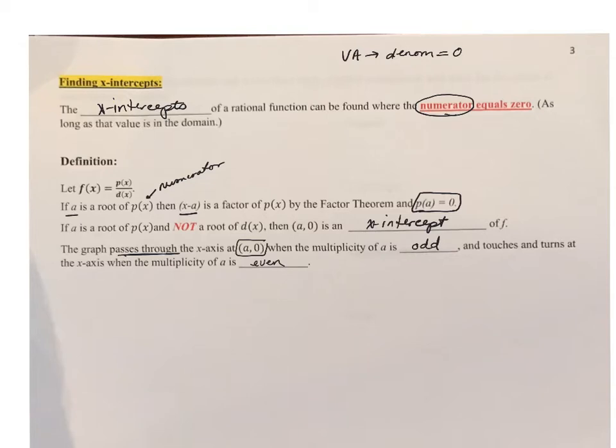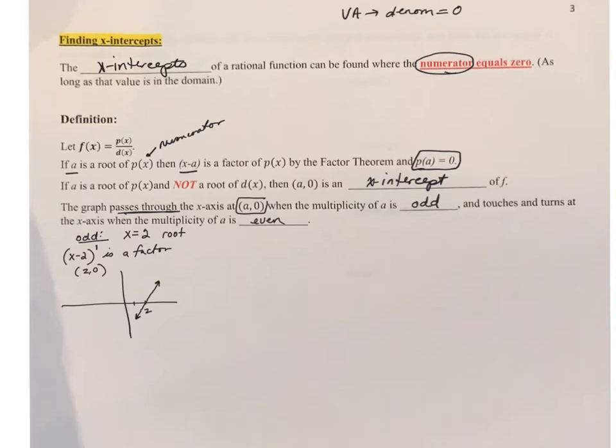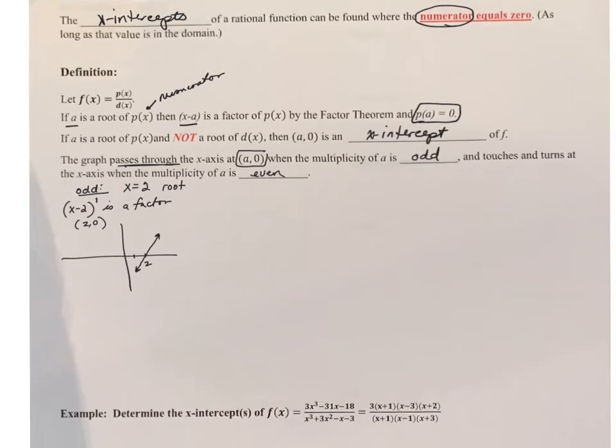So if I'm looking at odd multiplicities, let's assume that we have x equals 2, and that's a root. So if 2 is a root, then we know that x minus 2 is a factor, which tells us that we have the point 2, 0, which of course is an x-intercept. If the multiplicity of 2 is odd, so x minus 2 is to the first degree, then I know I have an x-intercept at 2. And because it's an odd multiplicity, it's going to cross through with ends going in opposite directions. Now, I could also have an odd multiplicity of 3.